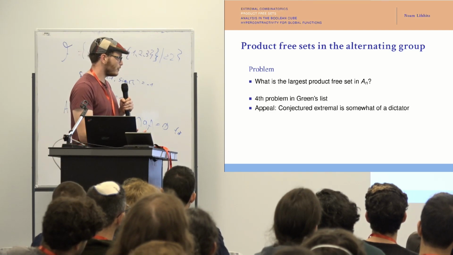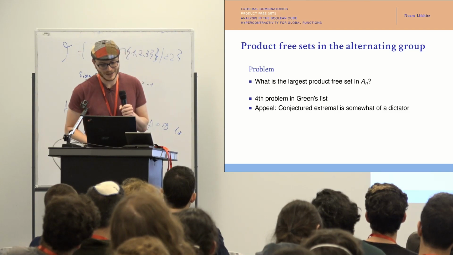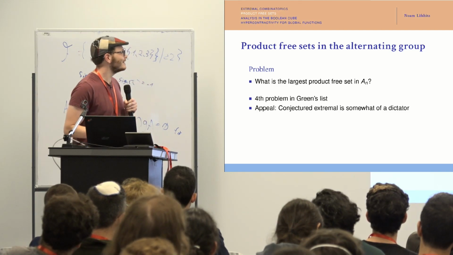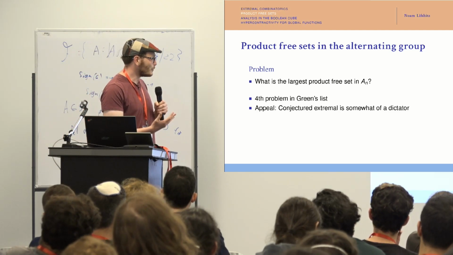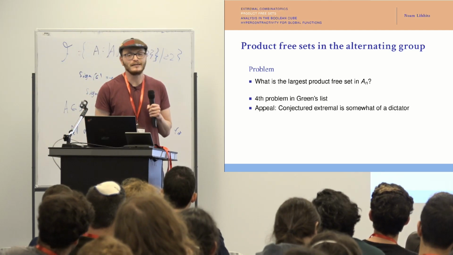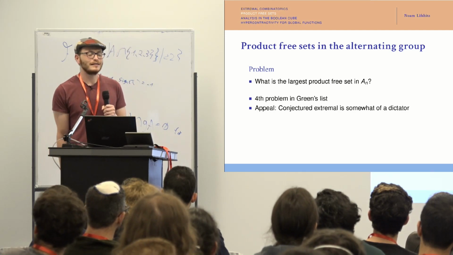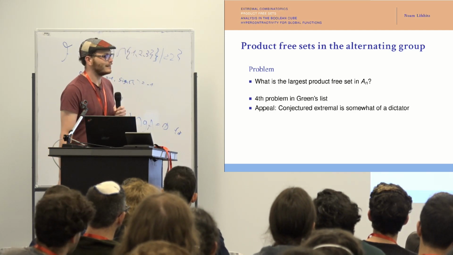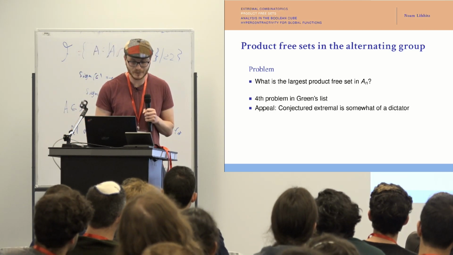And Ben Green has a list of favorite 100 open problems, and that's problem number 4 in that list. And for us, the appeal that attracted us to this problem is that the conjectured extremal set for this problem is a dictator. So even though this problem comes from additive combinatorics, it's actually a problem about dictators, and it's an Erdős-Corrado type problem.